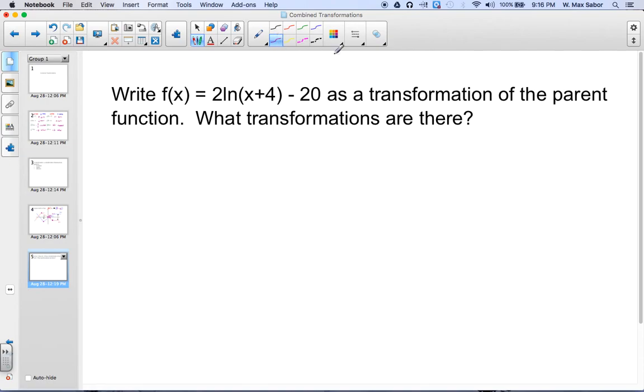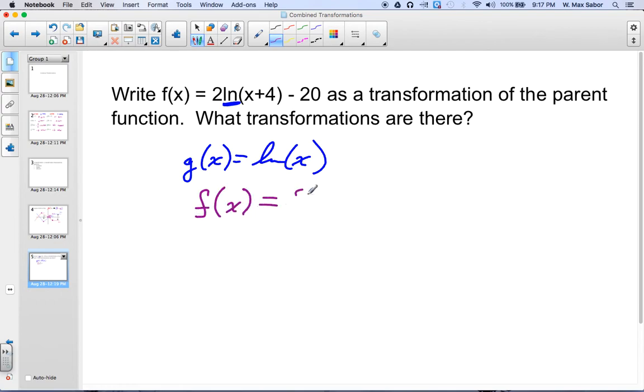Write f of x equals 2 natural log of x plus 4 minus 20 as a transformation of the parent function. What transformations are there? First of all, we should identify what the parent function is. It's very clearly natural log. So g of x equals the natural log. How would we write this function as a transformation of that? Wherever there was natural log, we're going to instead write g of x. So we have x plus 4 inside and then minus 20 outside. That's supposed to be a 4.